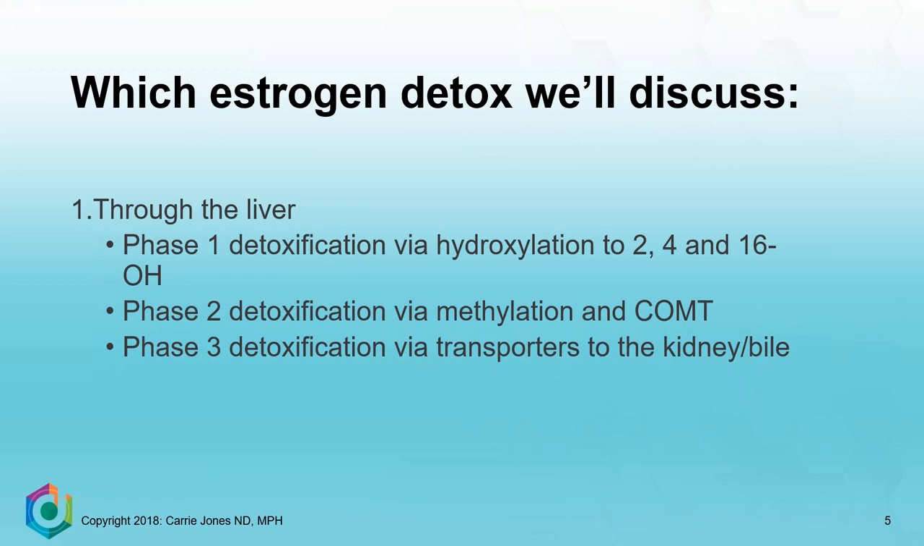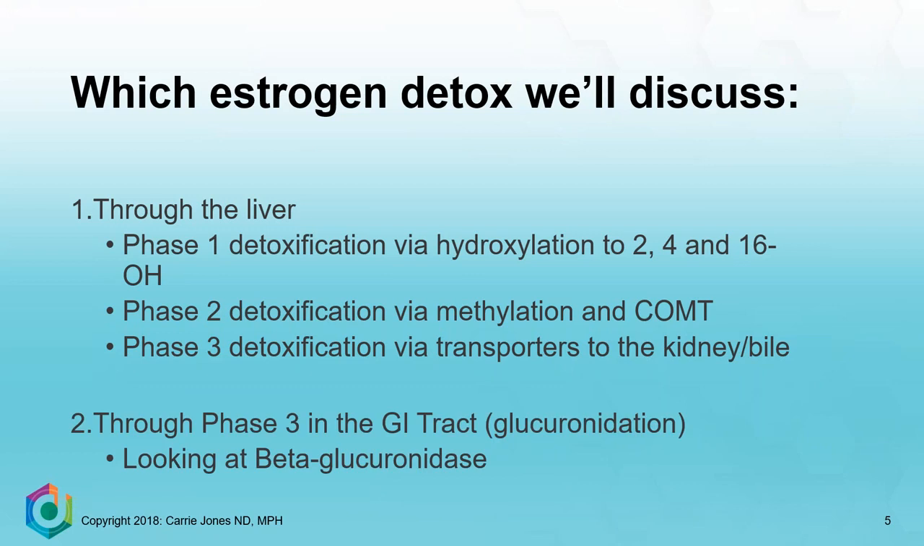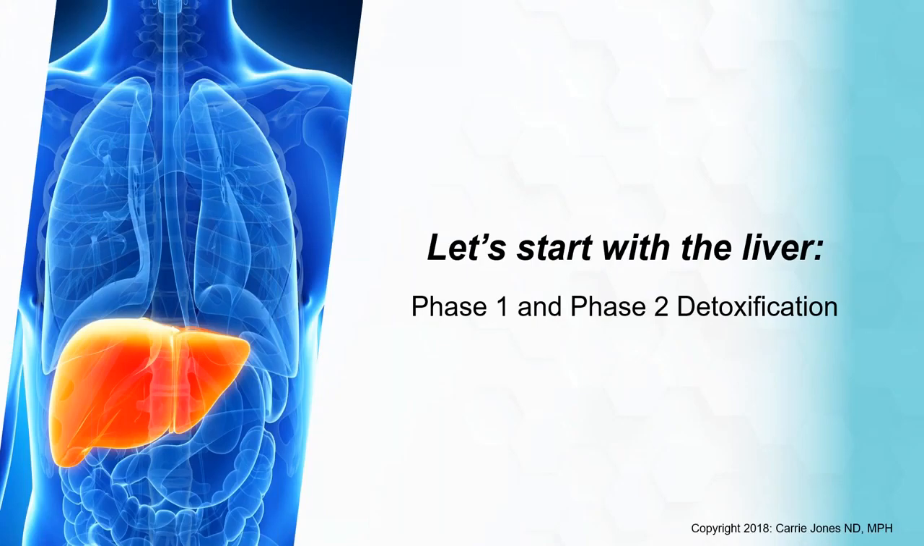And then we'll talk about phase 3 detoxification, which utilizes transporters. That gets the hormone from in the cell, out of the cell, and then it moves on into the kidney, and then, of course, the bile, and into the intestines. Speaking of the intestines, we're going to be looking at beta-glucuronidase. How do you test for beta-glucuronidase? What does beta-glucuronidase do? And why is it a problem? Why is it helpful? And what can we do about it? So let's start with the liver.